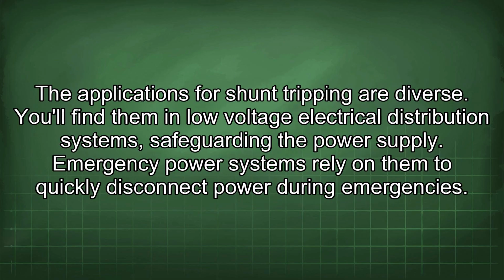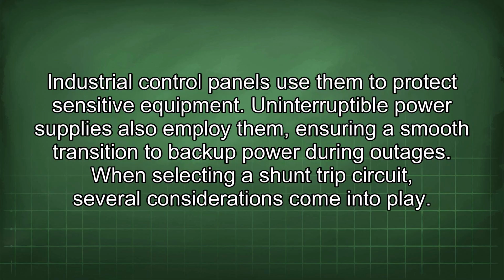The applications for shunt tripping are diverse. You'll find them in low-voltage electrical distribution systems, safeguarding the power supply. Emergency power systems rely on them to quickly disconnect power during emergencies. Industrial control panels use them to protect sensitive equipment. Uninterruptible power supplies also employ them, ensuring a smooth transition to backup power during outages.